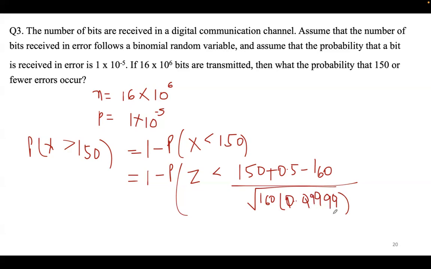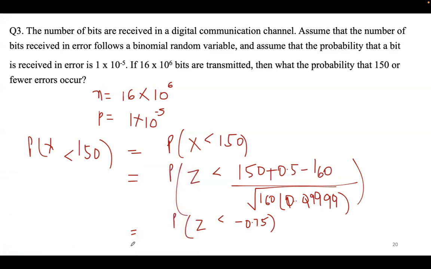I think you can solve this. So what's going to happen is it looks something like this: Z less than, if you solve this up, it's going to give you a negative value, because 150 minus 160 plus 0.5. And this is all solvable by normal calculators. So now you get minus 0.75. The question is 150 or fewer errors, so we don't have to do the 1 minus step. Let me erase it.